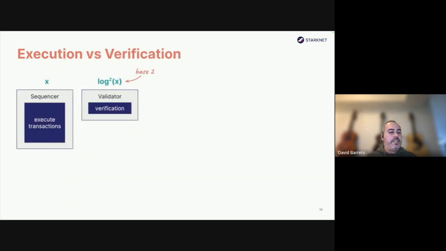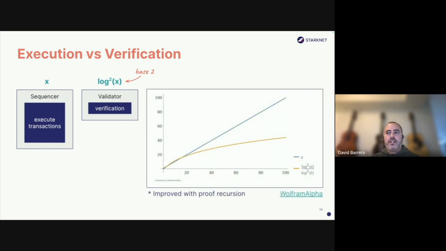Now the question is how cheap it is. So if you assume that the program that the sequencer is running takes X number of steps to do a computation, the verification of the validity proof associated with that will be log square of X. This is log base 2. So it's polylogarithmic. And an easier way to see this is in a chart, right?